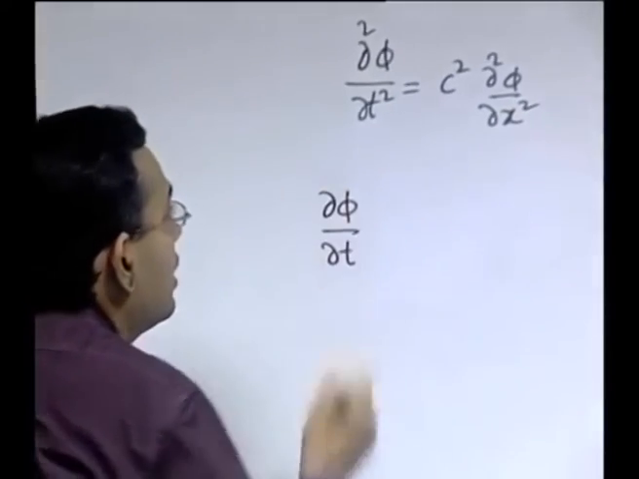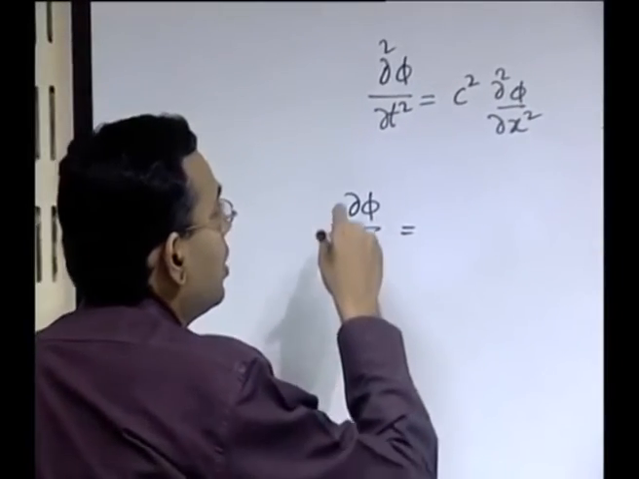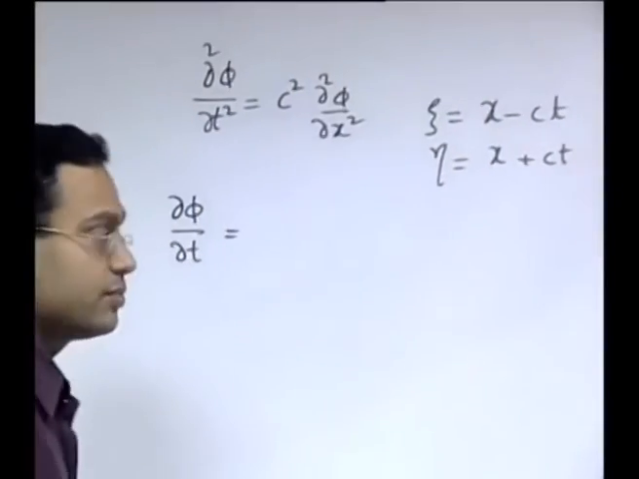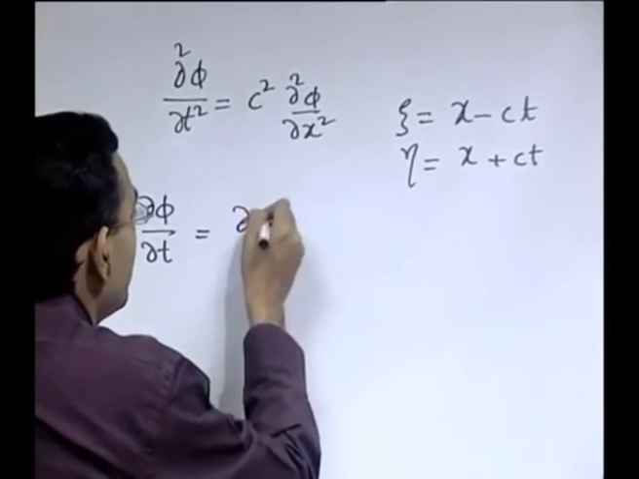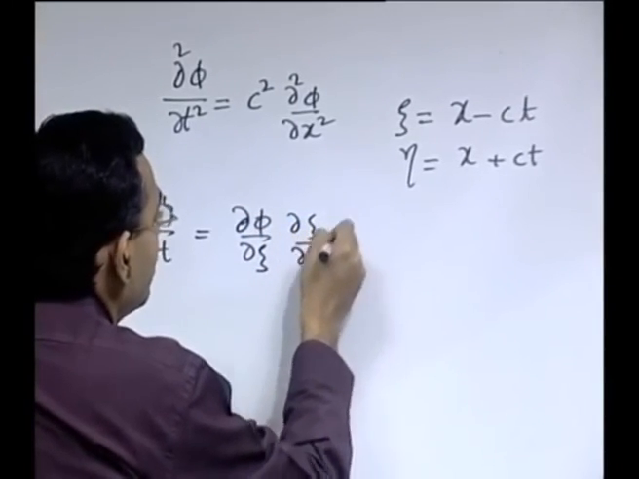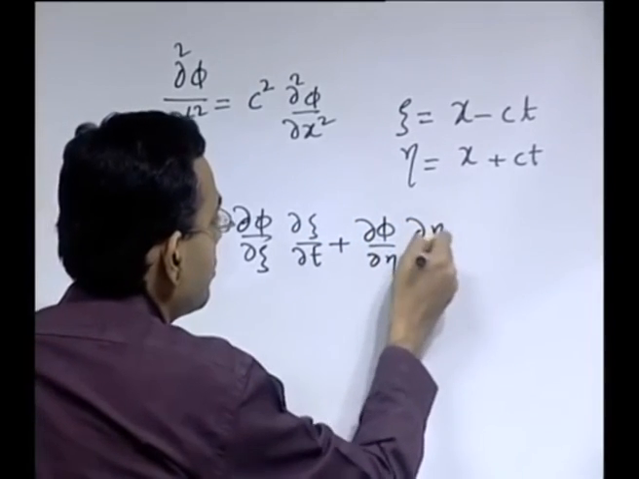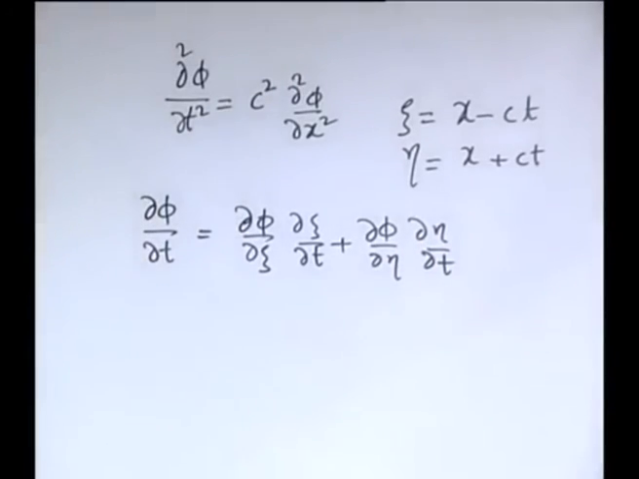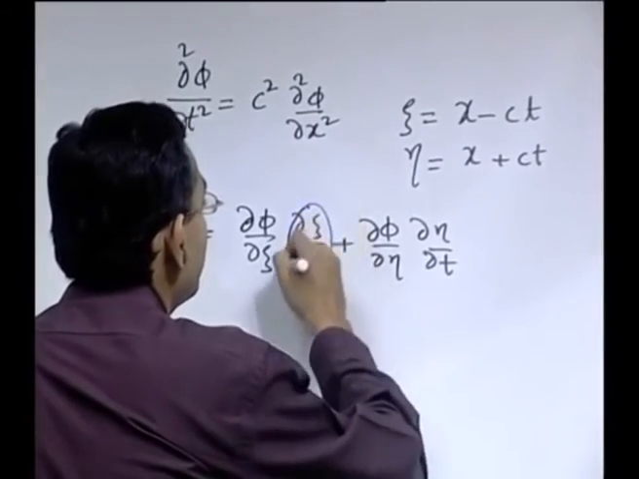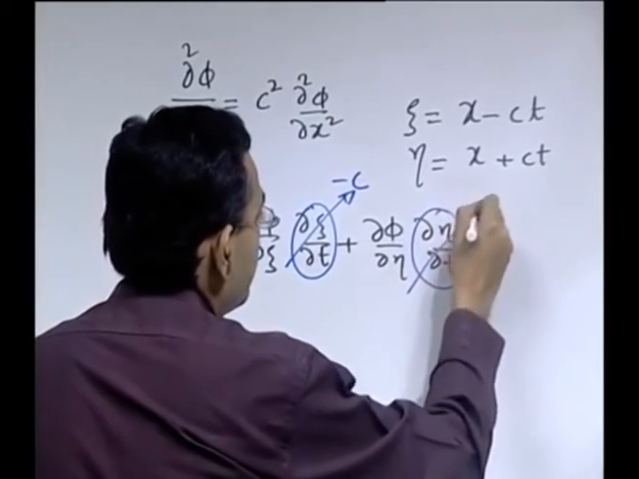First, del phi del t. Remember, phi is a function of x and t which should be mapped to zeta and eta. So, del phi del zeta into del zeta del t plus del phi del eta into del eta del t. What is del zeta del t? That is equal to minus c, and del eta del t is plus c.